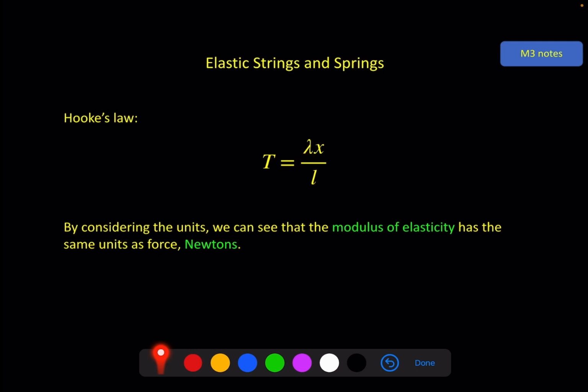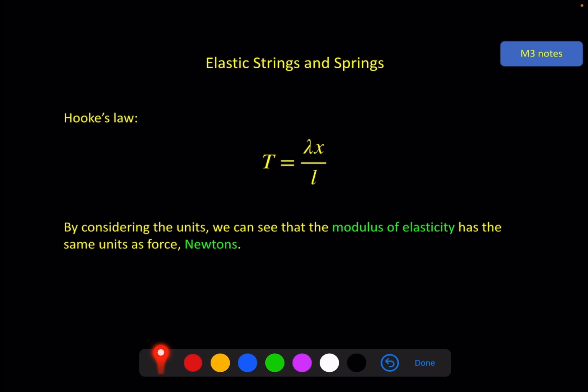Newtons on this side must equal newtons here with the modulus of elasticity. And thinking about cancelling out, if you let x, the extension, equal the natural length, so you're doubling the length of the string or spring, then these two do completely cancel out, and you end up with tension equals lambda. So one way to view this lambda here is the amount of force needed to double the length of the spring or string.